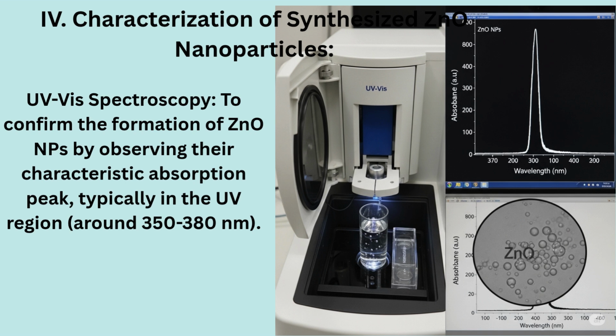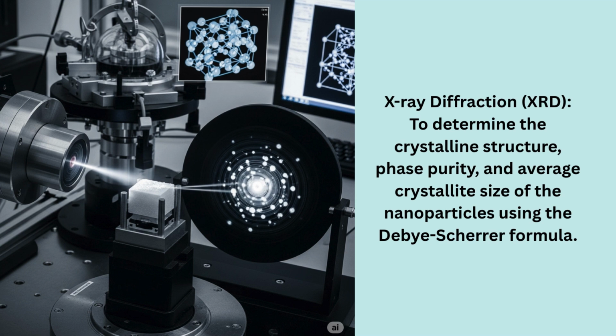IV. Characterization of synthesized ZnO nanoparticles. After synthesis and purification, the biogenic ZnO NPs are characterized using various analytical techniques to confirm their formation and evaluate their properties. UV-vis spectroscopy, to confirm the formation of ZnO NPs by observing their characteristic absorption peak, typically in the UV region, around 350 to 380 nanometers. X-ray diffraction, XRD, to determine the crystalline structure, phase purity, and average crystallite size of the nanoparticles using the Debye-Scherrer formula.